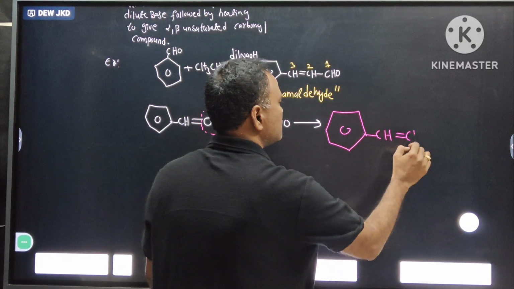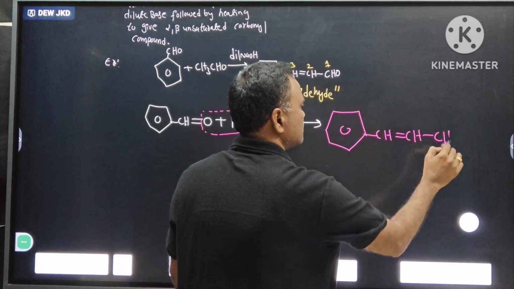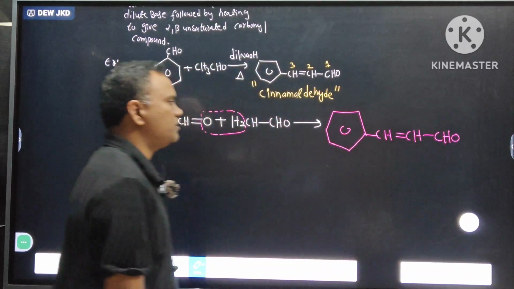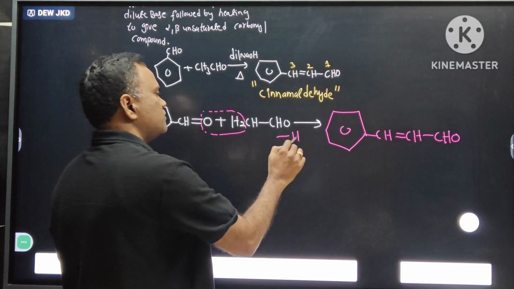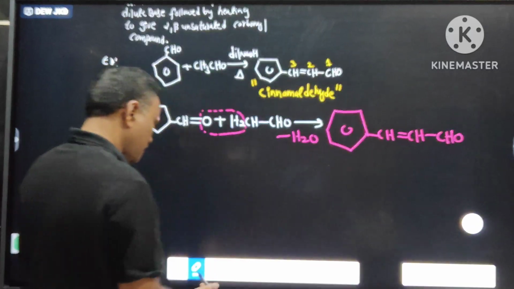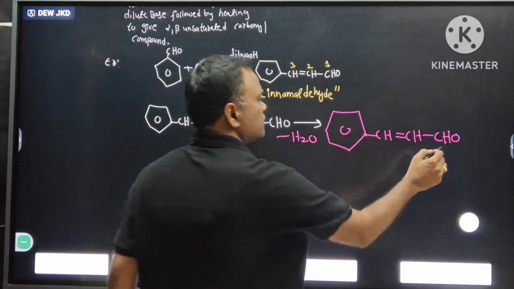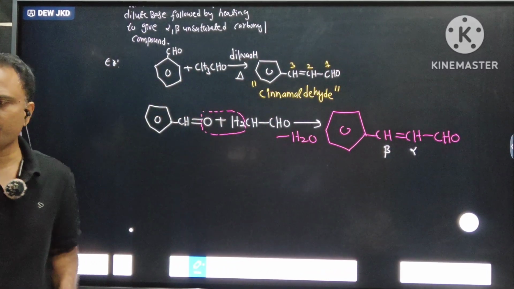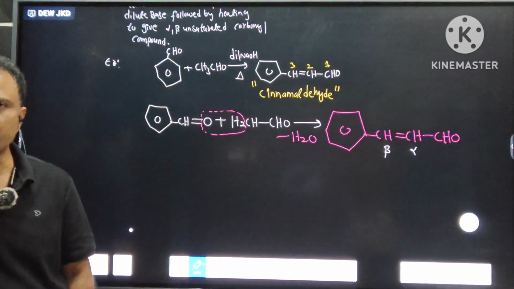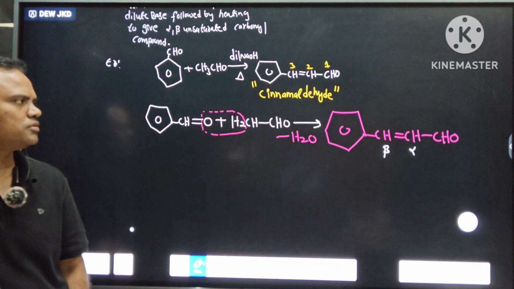CH double bond CH CHO. This is cinnamaldehyde. Loss of water gives the alpha beta unsaturated carbonyl. This is the functional group, alpha beta unsaturated.